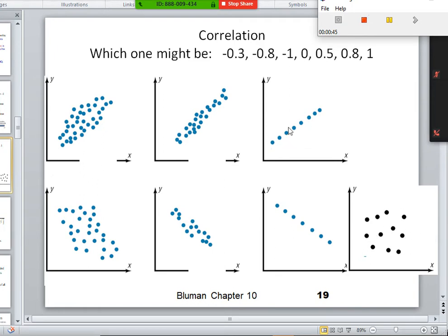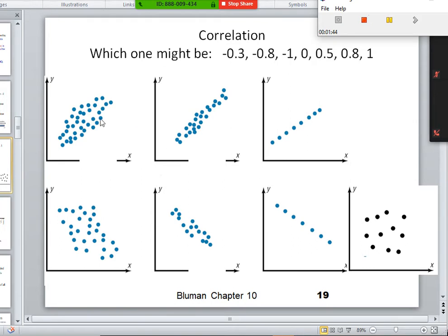So again, this one's perfect positive correlation. This is a perfect negative correlation, so this is -1, and this one's 0. So then we have to figure out which of these two is which. These two are both positive, so looking at 0.5 and 0.8.